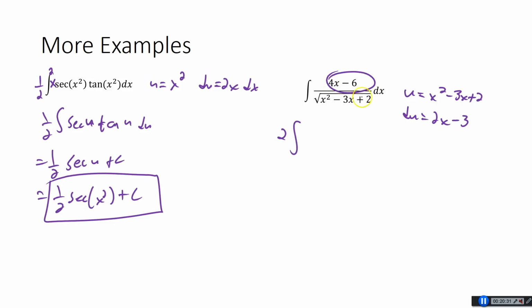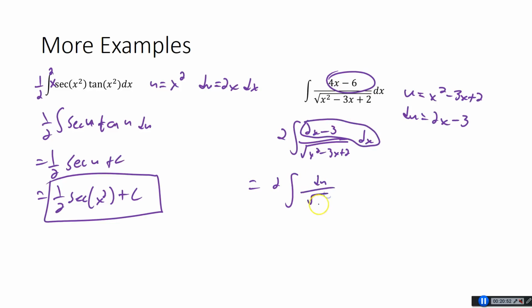So we have 2 integral 2x minus 3 over square root x squared minus 3x plus 2 dx. So now we have our 2x minus 3. So this is 2 integral. So this part turns into my du. So we have du over square root of u, and that's it. I just feel like there should be a du at the end, but if they write it on the top, you don't have to have it.